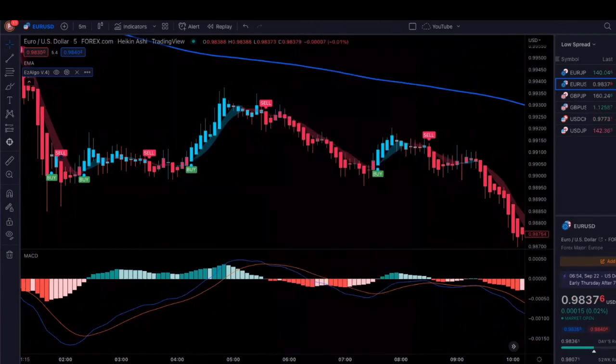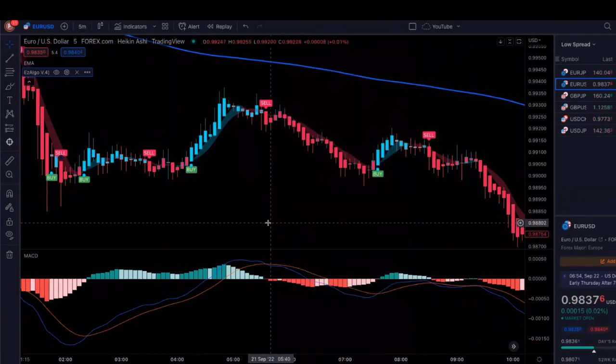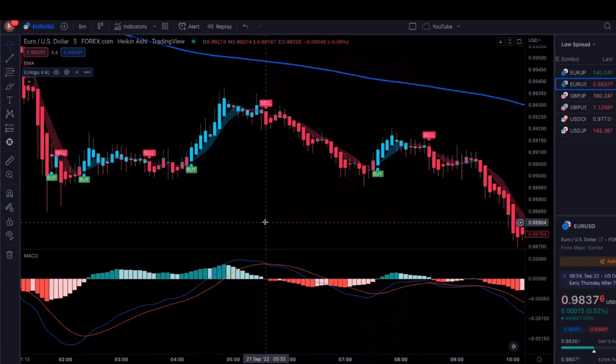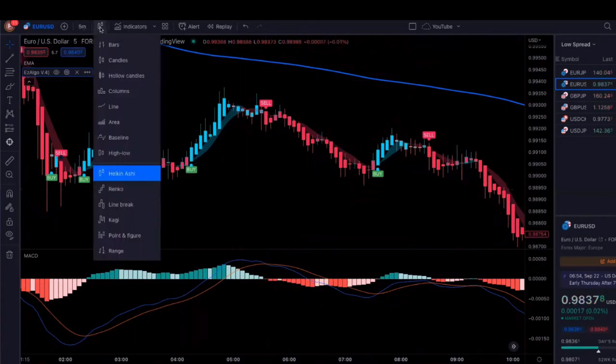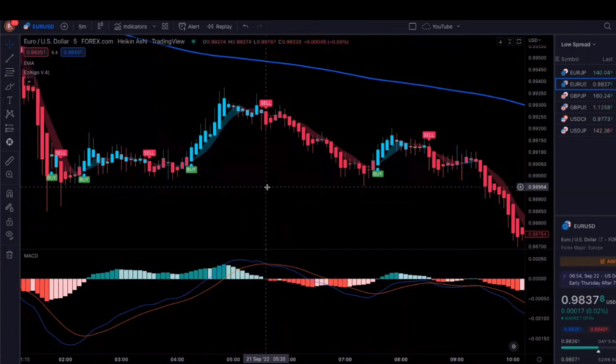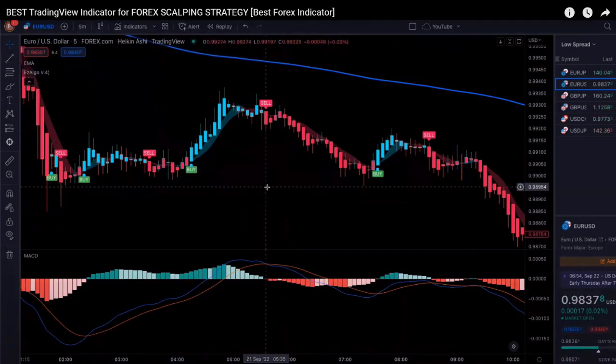All right, so I've made all the settings. Now, what exactly is this awesome Forex scalping strategy? This works great on the 5-minute time frame along with Heiken Ashi candles. Not traditional candles, Heiken Ashi candles on the 5-minute time frame. A lot of people have this confused, right?